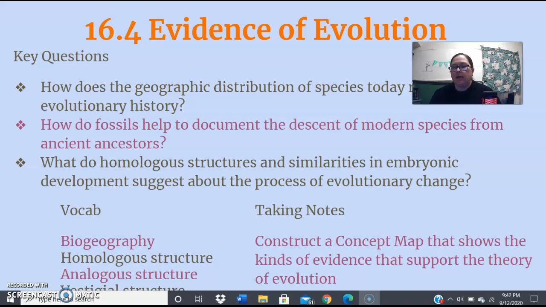All right. Taking notes. A suggestion is to construct a concept map that shows the kinds of evidence that support the theory of evolution. Maybe you want to look up concept map, or maybe you've done brain maps or things like that before. So at the end, challenge yourself. Make a concept map that shows the kinds of evidence that support the theory of evolution.